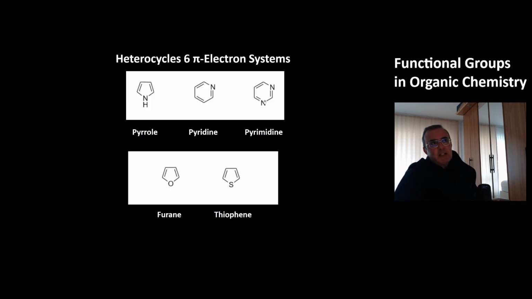The ring atoms don't have to be carbon. They can be heteroatoms like nitrogen. And all these molecules are also 6 pi electron systems. For example, pyrrole. Pyrrole has a free electron pair, which is part of the pi electron system. Whereas pyridine and pyrimidine also have free electron pairs, but they are not part of the pi electron system. Then you have furan and thiophene. Each of the heteroatoms has 2 free electron pairs, one of which is part of the pi electron system, the other is not. Those systems are also 6 pi electron systems, and all these molecules are aromatic compounds.